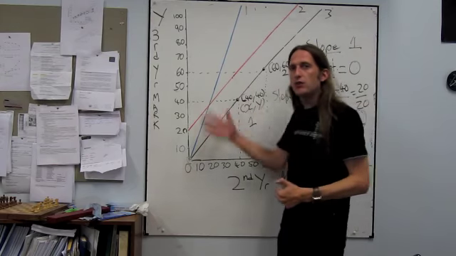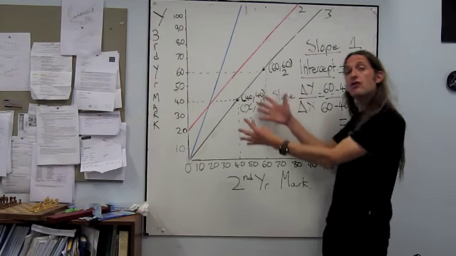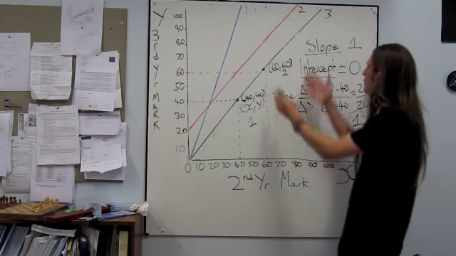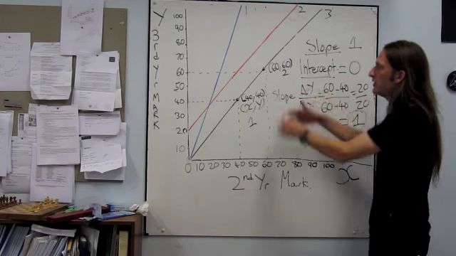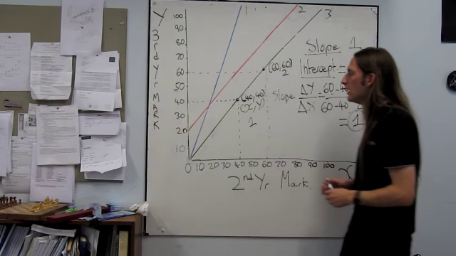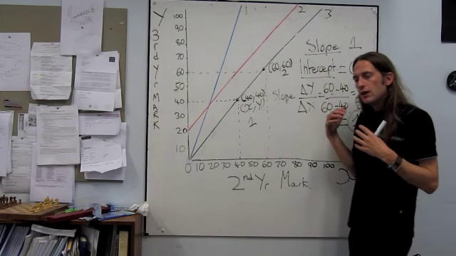So this is all very well and good if we already know what the function is, if we already know what the slope and the intercept is, if we already know what the relationship is. But we don't always know what the relationship is, and that's what linear regression does for us.